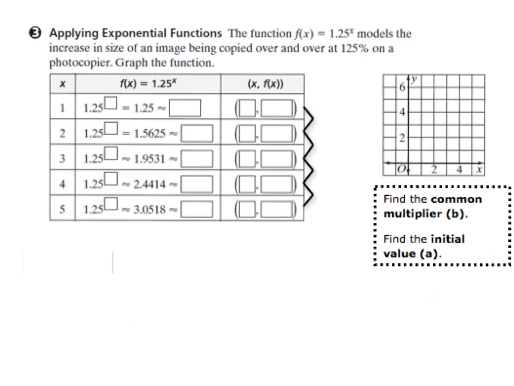Number 3. The function f of x equals 1.25 to the x models the increase in size of an image being copied over and over at 125% on a photocopier. Graph the function. So notice we're going to go ahead and plug in our x values that they give us, where the exponent is, because according to here, okay, that's where it goes. X is the exponent. So let's see if we can just plug those in. So that would be a 1, 2, 3, 4, and 5.